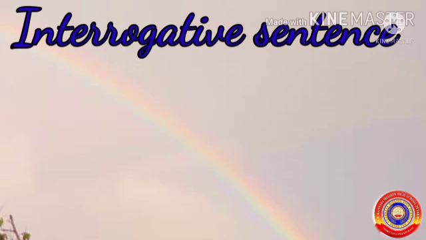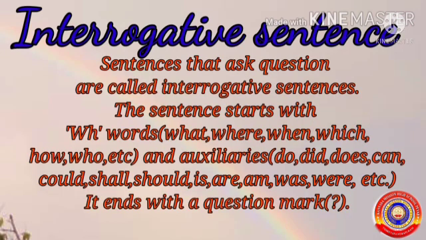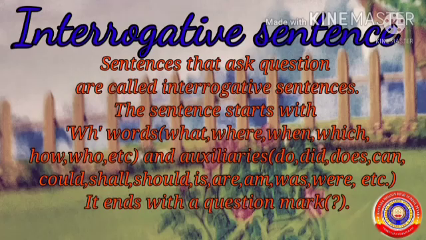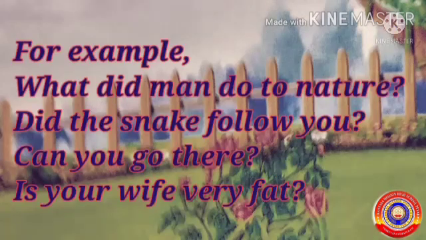Next, it is interrogative sentences. Sentences that ask questions are called interrogative sentences. The sentence starts with WH words like what, where, when, which, how, who, etc. and auxiliary verbs do, does, did, will, shall, should, etc. It ends with a question mark. For example, what did man do to nature? Did the snake follow you? Can you go there? Is your wife very fat?